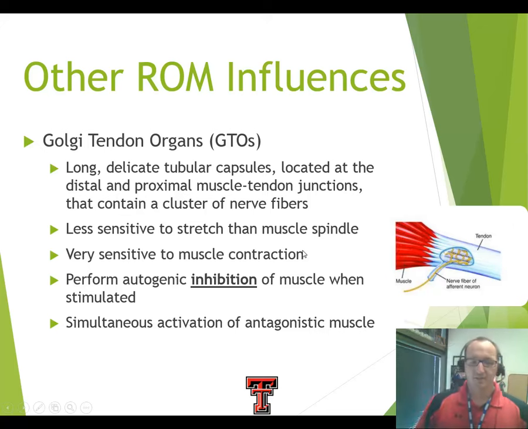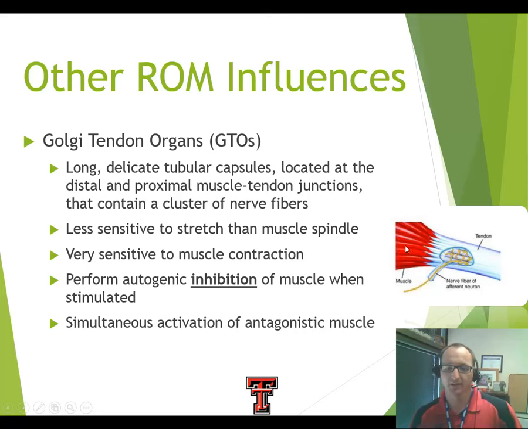Now, like we said, the GTOs are not in the muscle tissue. They are actually embedded within the tendon itself. Okay, so these are long tubular capsules. They are less sensitive to stretch than the muscle spindle, and that makes sense because tendon isn't as elastic as muscle. They are sensitive to muscle contraction. They sense the amount of tension through that muscle tendon unit, and if they are stimulated, if their threshold is reached, then it's their job to deload the system.